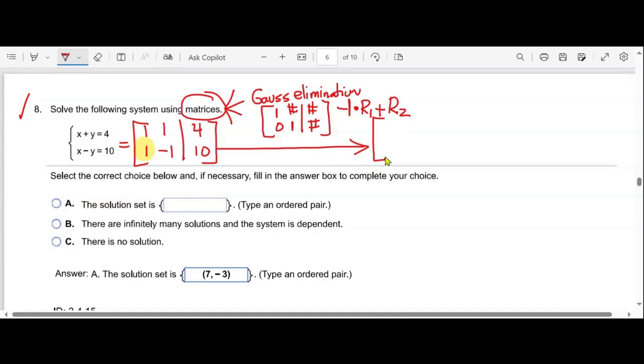Okay, so let's do this. Row 1 stayed the same. I didn't do anything to row 1. Now what happened to row 2? That's where the changes are going to happen. So I'm going to multiply row 1 by -1. -1 times 1 plus 1. -1 times 1 plus -1. And the last one is going to be -1 times 4 plus 10.